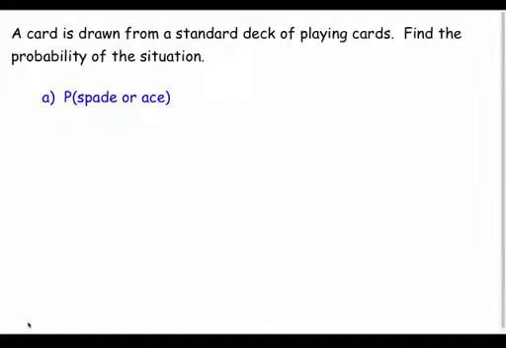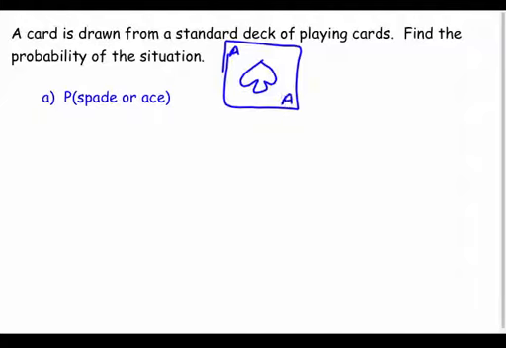And you'll see that here in this example. A card is drawn from a standard deck of playing cards. Find the probability of a spade or an ace. Well, there's a chance that that's an ugly card, but that's okay. There's a chance that I could pull out the ace of spades, right? There is a chance of that. So that would be both of them at the same time. So that means I'm going to have to do the probability of those two being added.